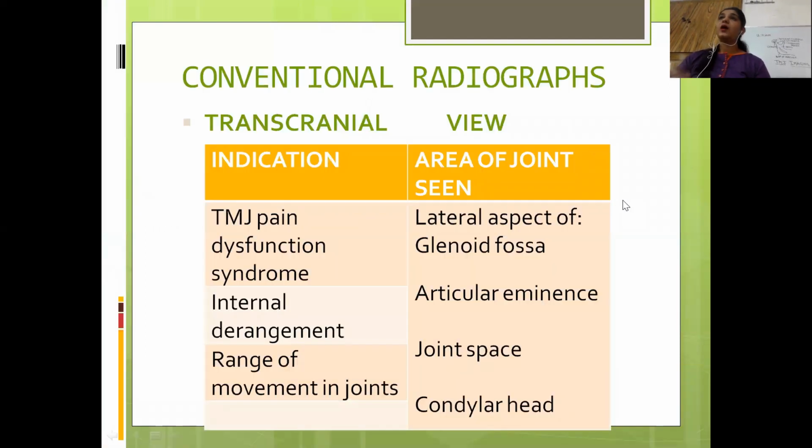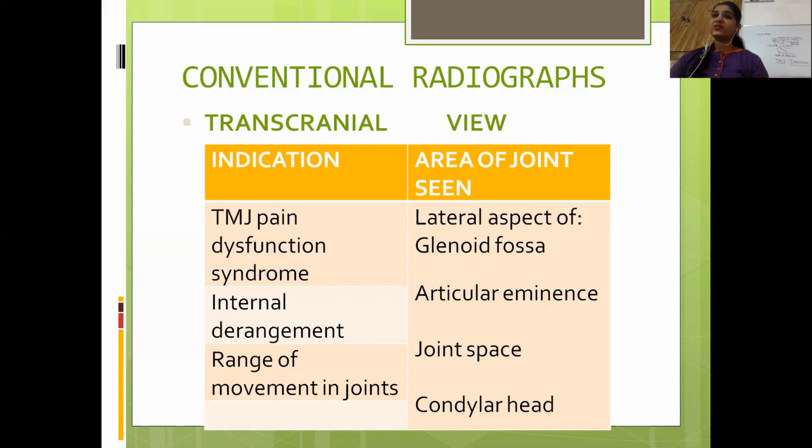Now, in our day-to-day practice, what do we do for TMJ imaging? First, we start from conventional radiographs. After that, we will do the advanced imaging. So from conventional radiographs, we utilize a normal X-ray machine, and we take the radiographs.